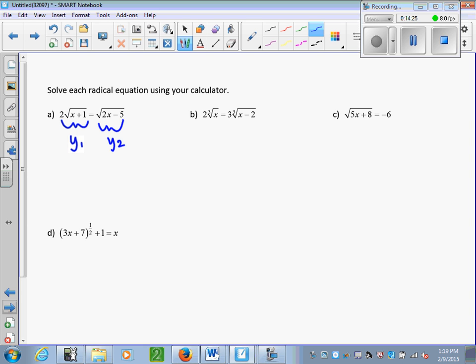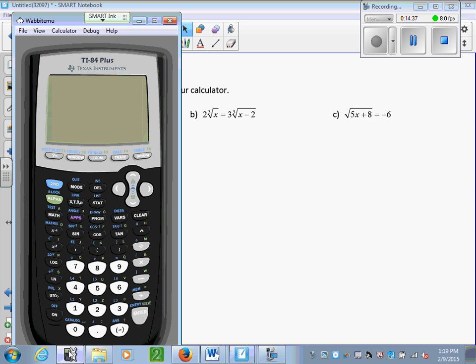It doesn't matter, you could have switched those and put the left side into y2 and the right side y1, it doesn't matter. Just put one side of the equal sign into one y and the other side into the other y. So we have, just typing this in, I go to my equals, and I'm going to clear out what's in there, and then I have 2 square root of x plus 1, those parentheses, and then the other one, I have the square root of 2x minus 5.